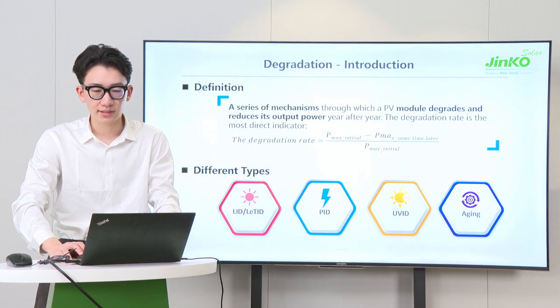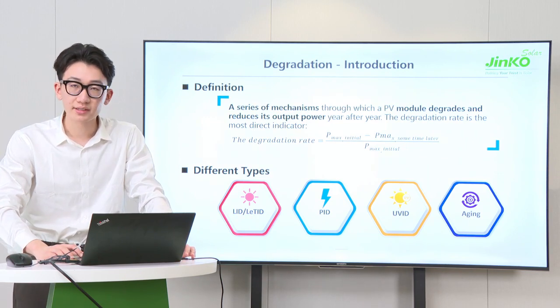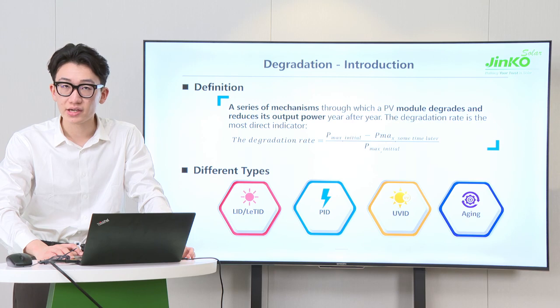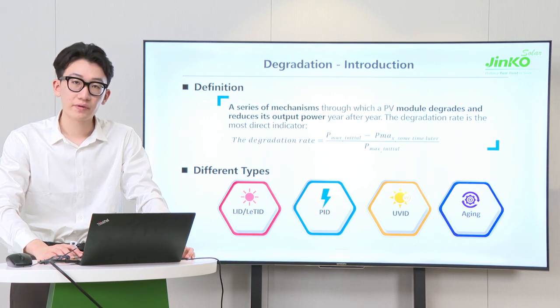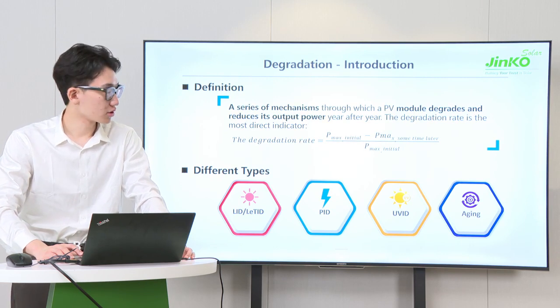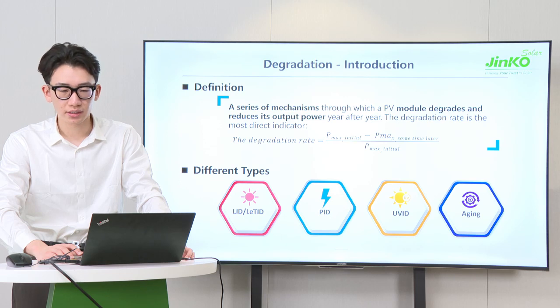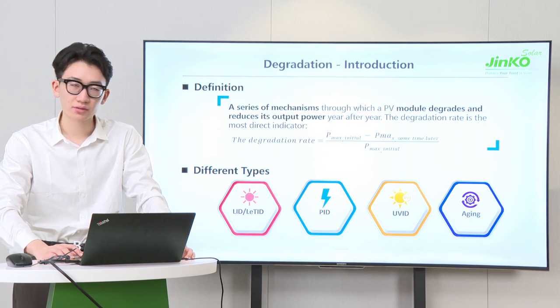Degradation is defined as a series of mechanisms through which a PV module degrades and reduces its output power year after year. The rate is the most direct indicator, which is the ratio between the degradation power and the initial PV power. During the full 30 years, PV modules will degrade due to various reasons, which is not caused by a single isolated reason, but by several degradation mechanisms affecting PV modules.